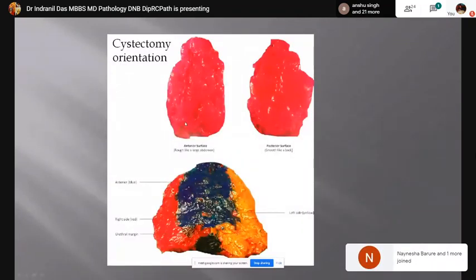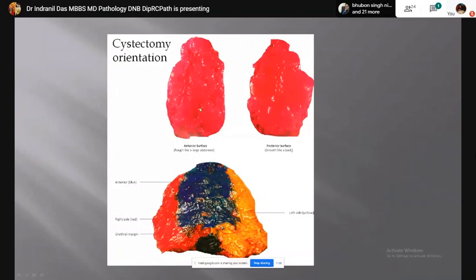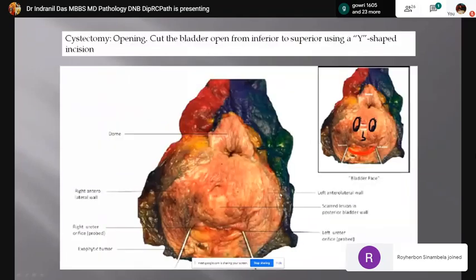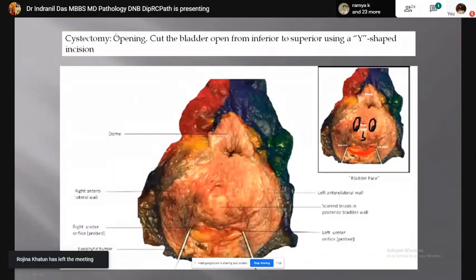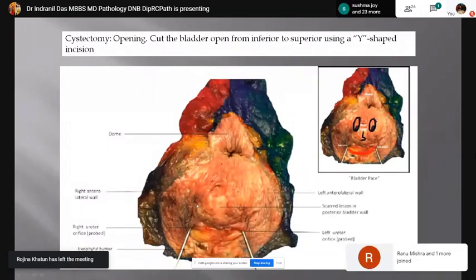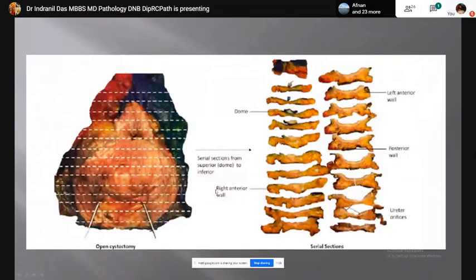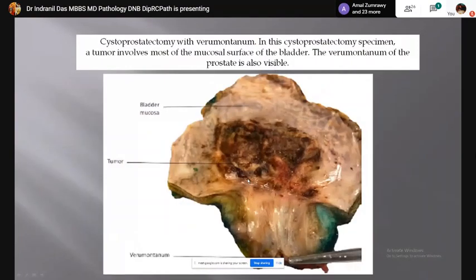Now, this is the picture of a cystectomy specimen. The anterior surface is a little bit rough and the posterior surface is smooth. As shown in this picture, the different surfaces are colored with different inks. The specimen is opened through a Y-shaped incision. This is the trigone, the posterior wall. This is the ureteric orifice, the corner. And this is a cystoprostatectomy specimen with the verumontanum.